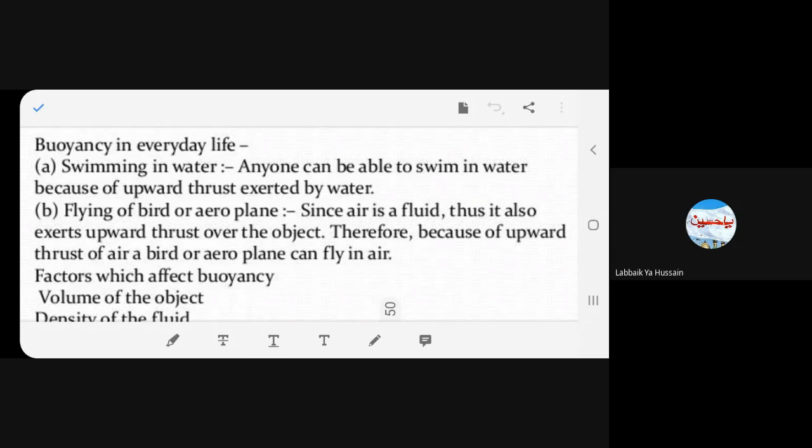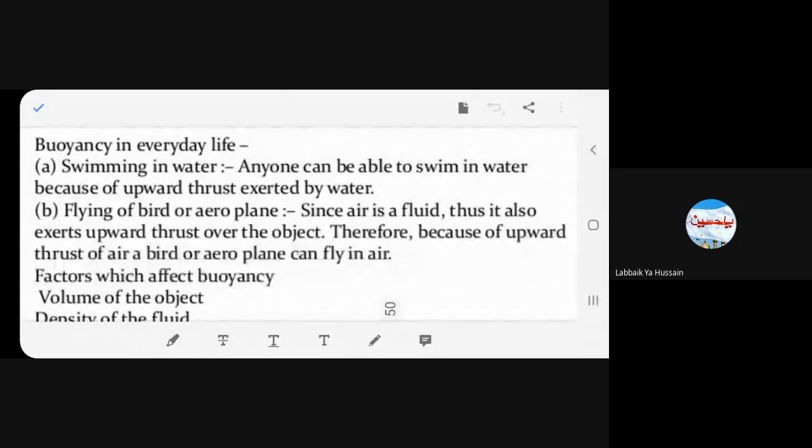So, where do we see buoyancy? One is swimming. When you swim in water, anyone can swim in water. Why? Because the water is creating a pressure upward, so it keeps you afloat and doesn't allow you to sink. Same thing you observe in a bird and an airplane. Because we are taking gas also as a fluid, it also exerts upward thrust on the object, that is the aeroplane and the bird. So because of this upward thrust, aeroplane and bird can fly in the air.